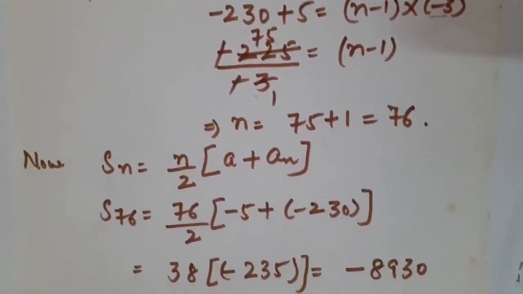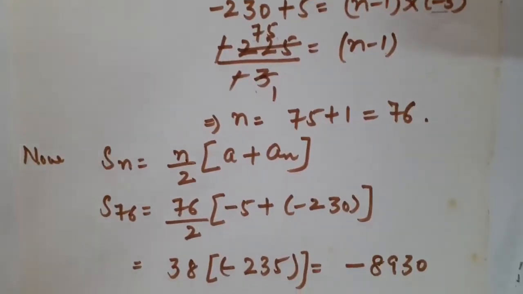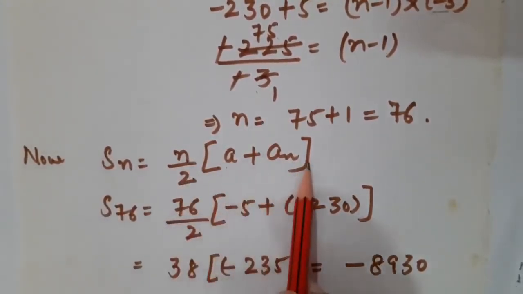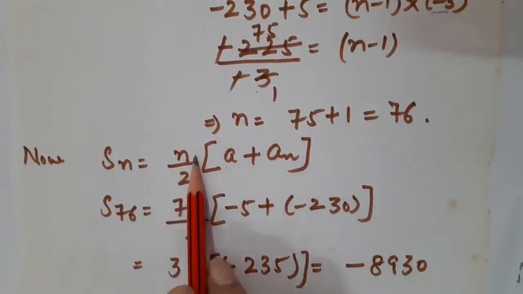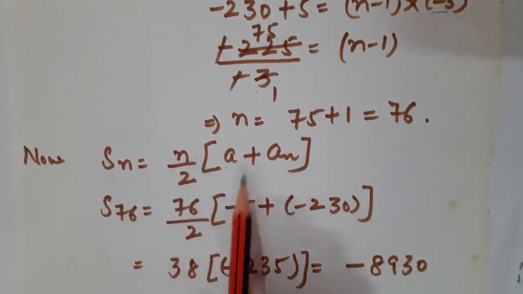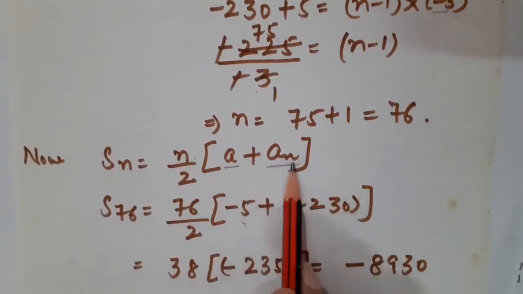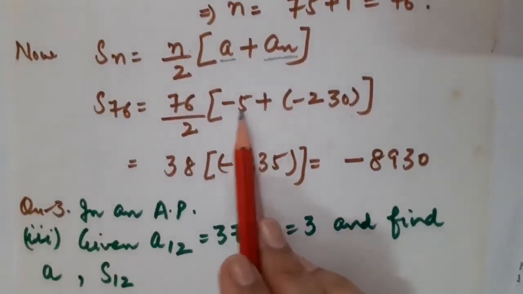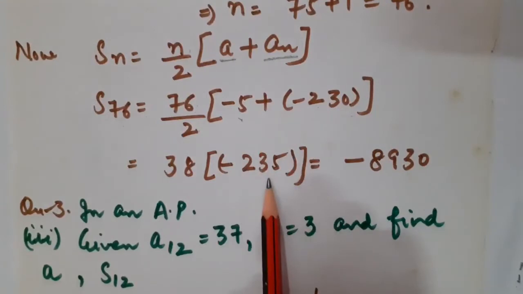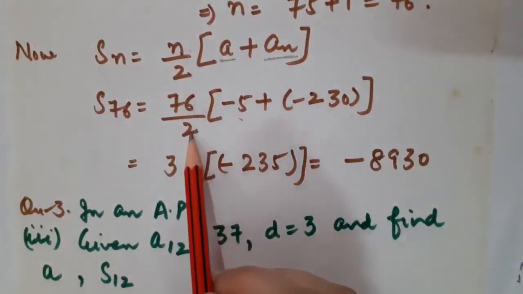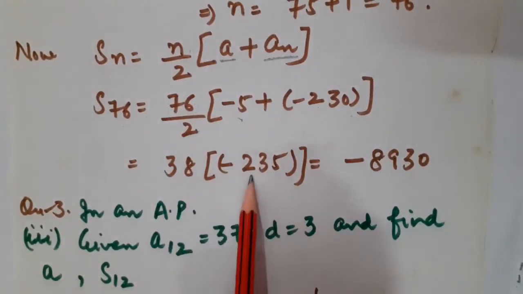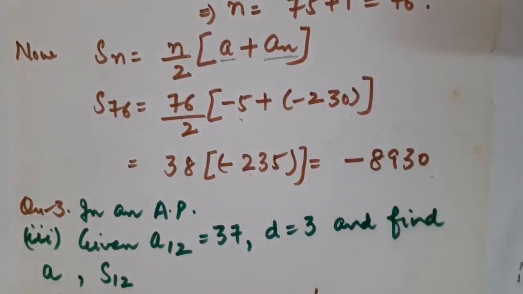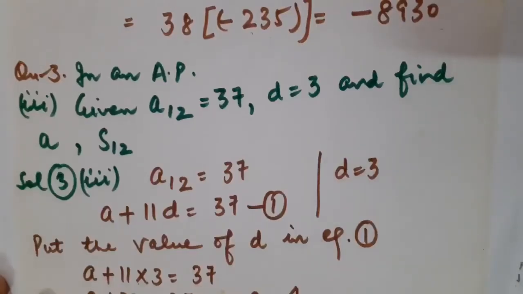Correct? Now we have to calculate the sum of first 76 terms. So Sn is equal to n by 2 into a plus an. So S76 is equal to, in place of n I write 76 upon 2, and what is a? That is minus 5. And what was the last term given in the question? Minus 230. So let us simplify it. Minus 5 minus 230 will become minus 235. Here when I cancelled 76 by 2, I got 38. Let us multiply them. So children, I have got minus 8,930. Correct students? Fine.